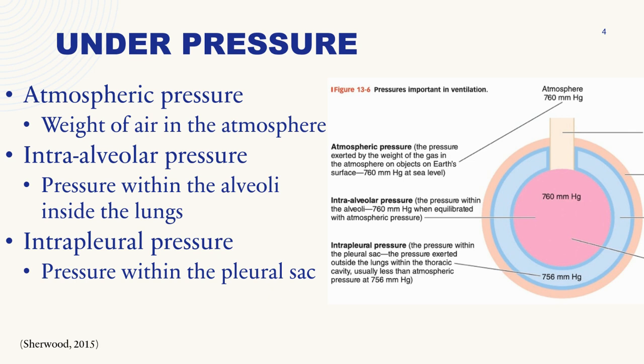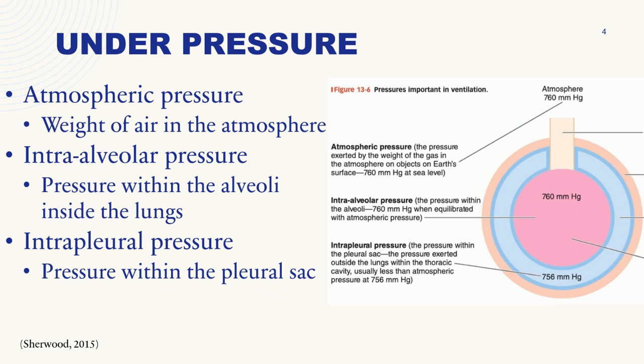The second type of pressure is intra-alveolar pressure, and it is the pressure that exists within the alveoli. Alveoli are just tiny little air sacs that are clustered together at the end of our bronchioles, and this is where gas is going to be exchanged between blood and the air. So these are really important parts of our lungs when it comes to breathing.